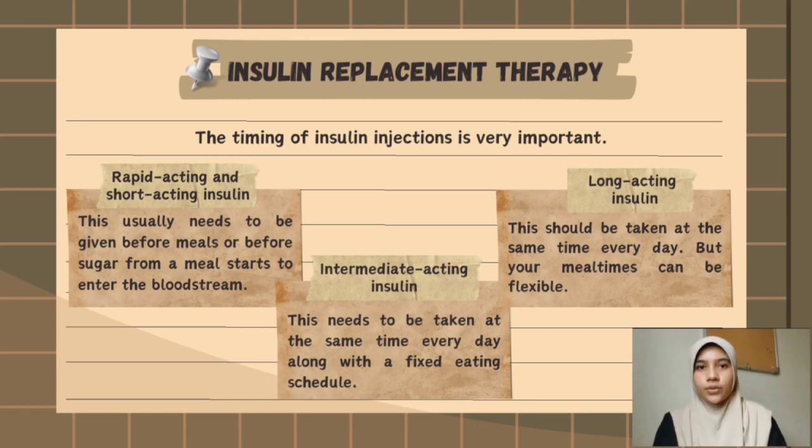The timing of insulin injections is very important. For the first one, rapid-acting and short-acting insulin usually needs to be given before meals, or before sugar from a meal starts to enter the bloodstream. Second, intermediate-acting insulin or mixed insulin needs to be taken at the same time every day along with a fixed eating schedule. The last one is long-acting insulin. This should be taken at the same time every day, but your meal times can be flexible.